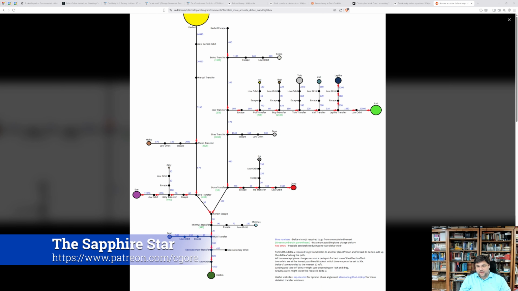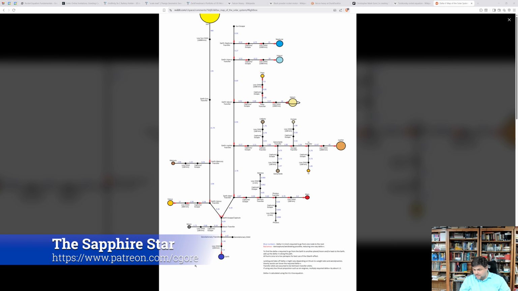If you've played Kerbal Space Program, this is one of the things they actually accurately model. Here's the delta V map for Kerbal, not for real life. You start at Kerbin. Here's how much delta V you need to go from Kerbin to low orbit: 4,500 meters per second, and so forth. Here's one for the real solar system. It looks like you need 9.4 kilometers a second to get to low Earth orbit. If you want to go to geostationary, you need an extra 2.44 for transfer, and then 1.47 to get geostationary.